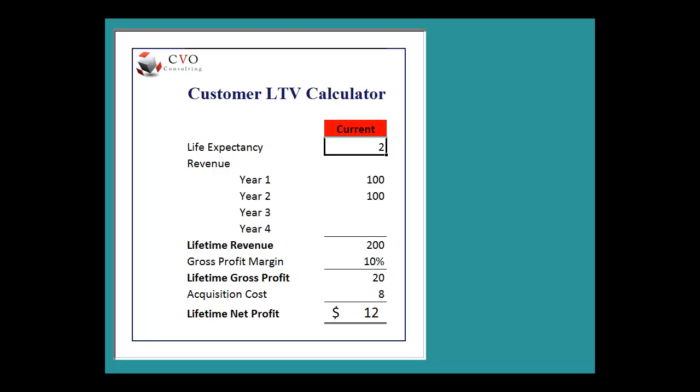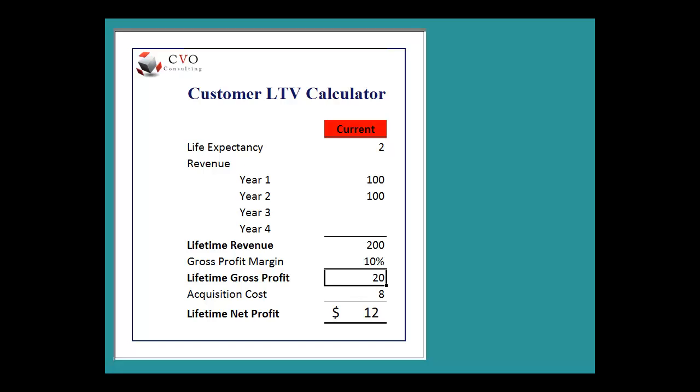Let's assume for this exercise also that in those 2 years they spend $100 in each of those years, bringing the total revenue which they bring to the business to about $200 over that 2-year period. Assuming a gross profit of 10%, that would mean that you earn $20 of profit off that customer over the period of time that they remain a customer.